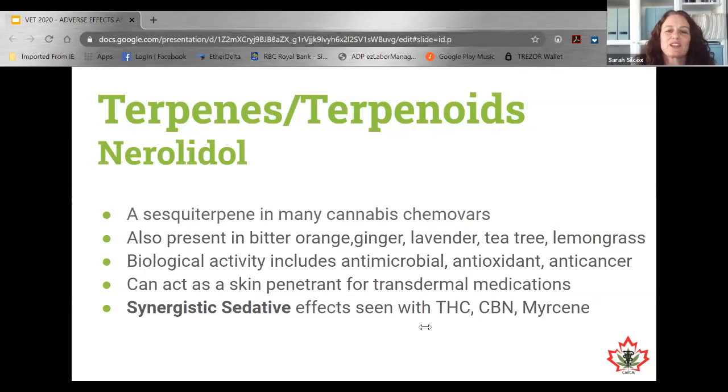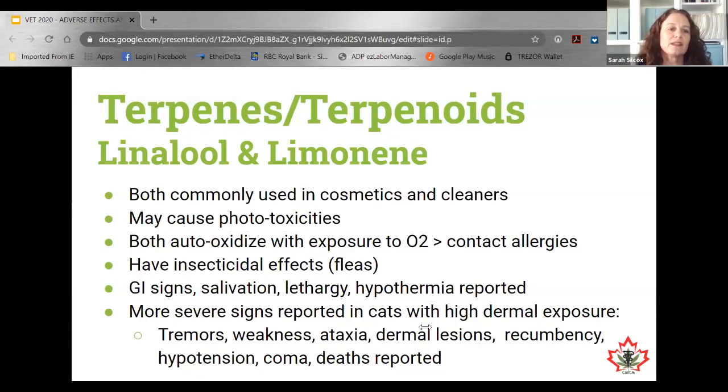Nerolidol is also being explored for lots of potential therapeutic applications. And it can have synergistic sedative effects when it's combined with compounds like THC, CBN, or myrcene. And then the last terpenes we're going to talk about are linalool and limonene, which are both commonly found in cosmetic products and cleansers, and they both have insecticidal effects. So sometimes we'll find these in natural flea products.